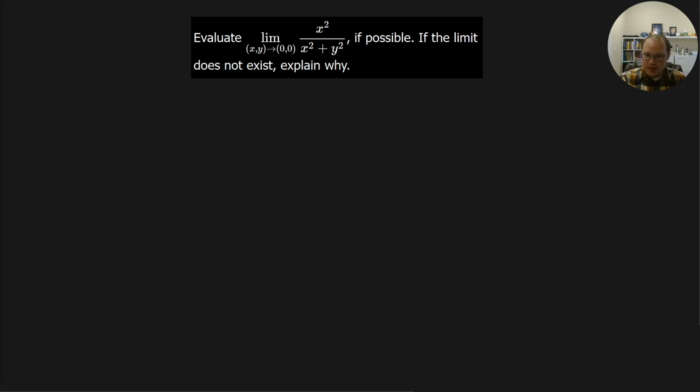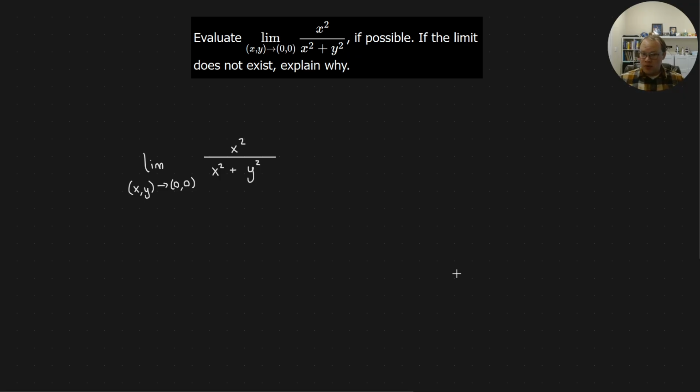Let's take a look at an example. So here we want to evaluate some multivariable limit if it's possible. Okay, so we have the limit as (x, y) approaches (0, 0) of x squared over x squared plus y squared.